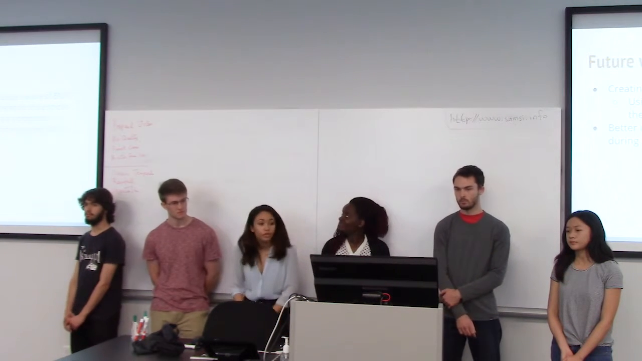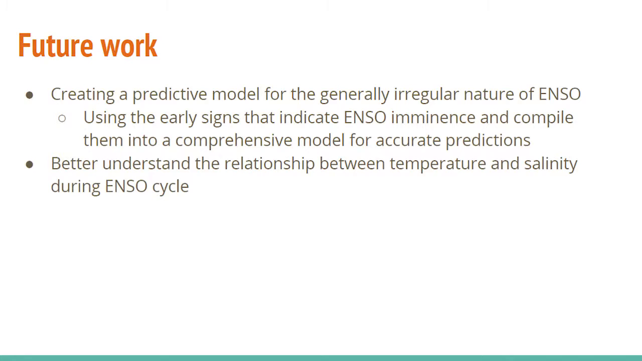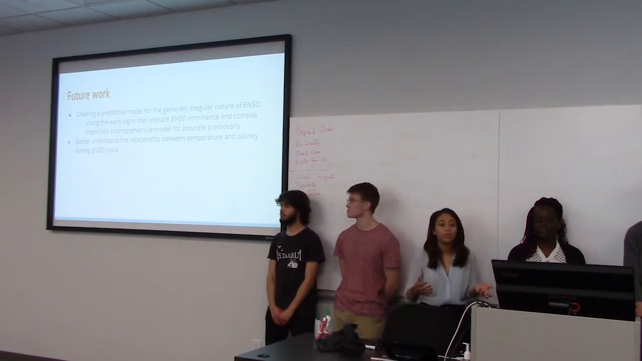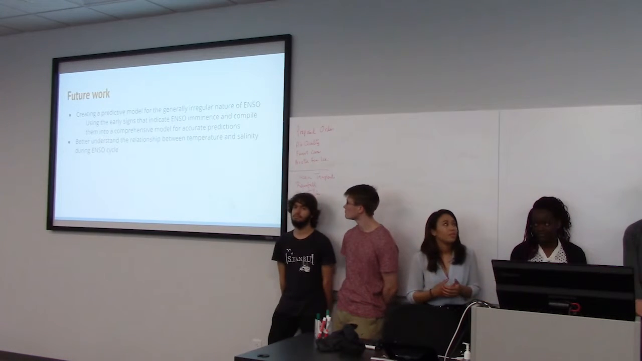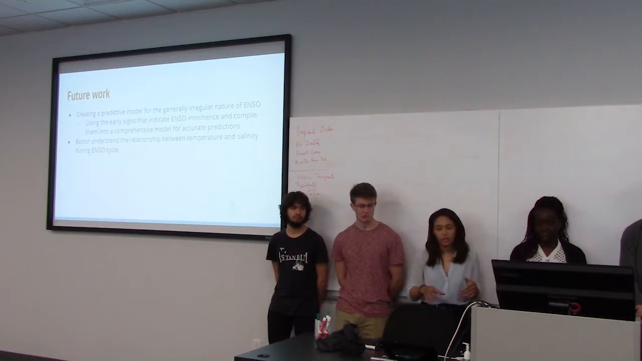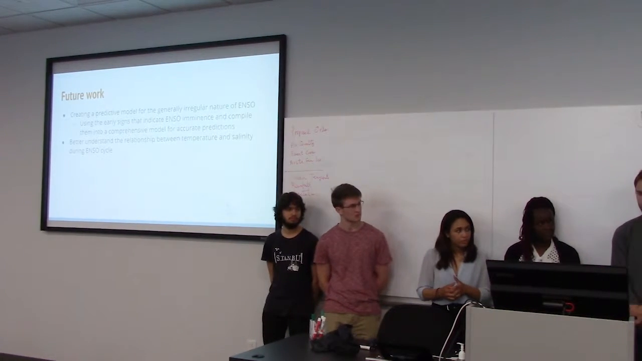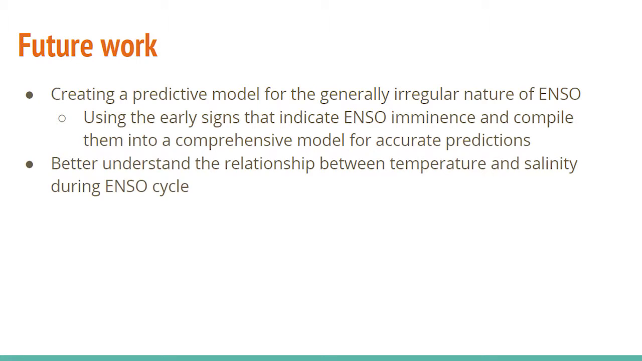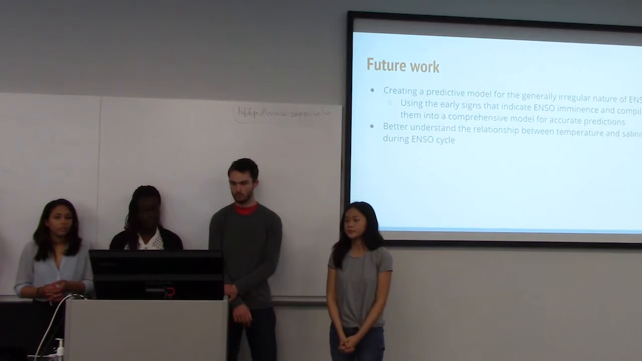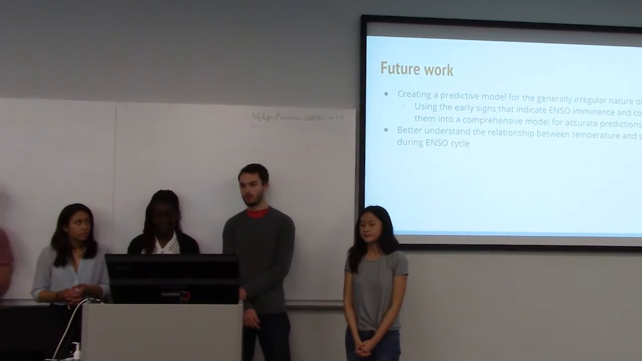An area for future work would be to create a predictive model for ENSO because of its large impacts on climate and weather. We would use some of the signals that we already know and incorporate them into a model, and also delve further into the relationship between temperature and salinity during the ENSO cycle. As well, we can also include more variables, such as, along with temperature and salinity, other variables that might also influence this pattern. I think that's it.